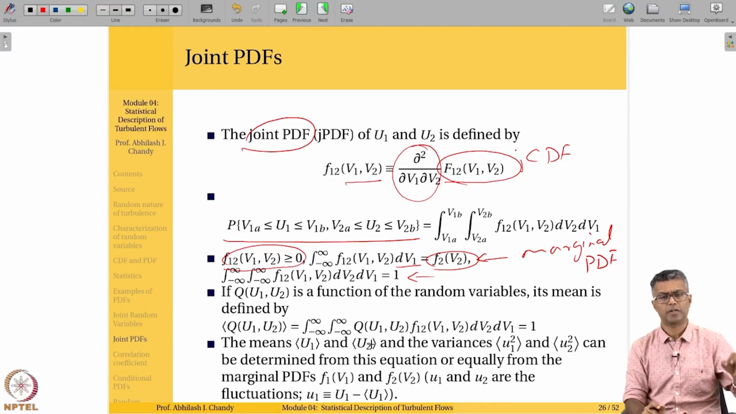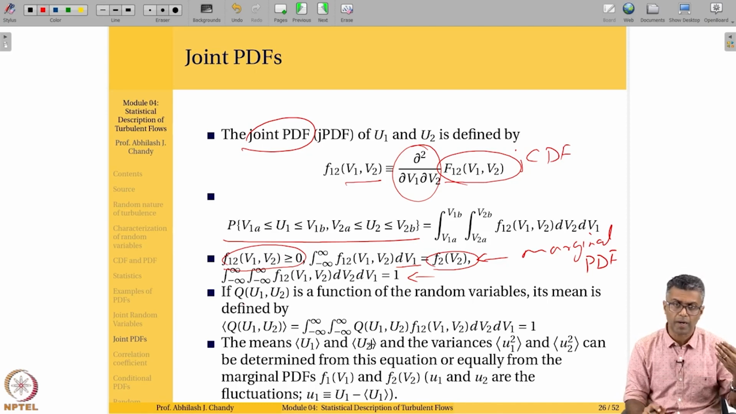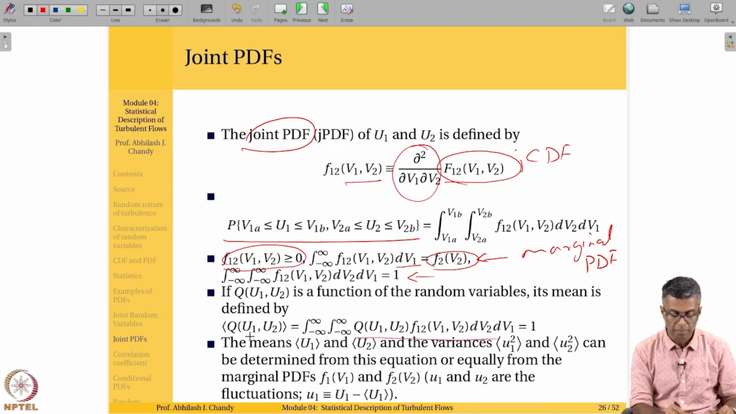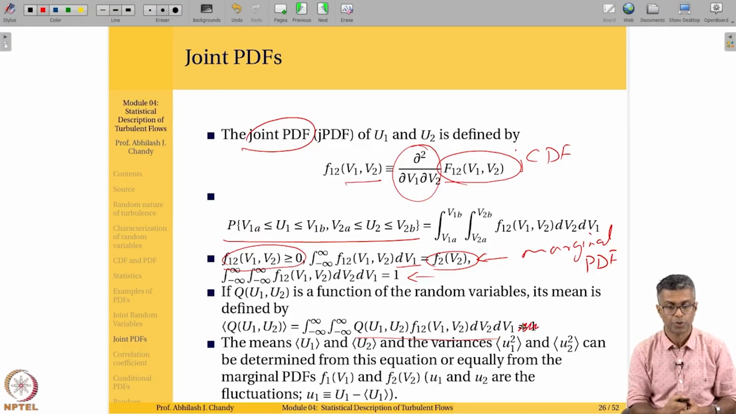Just like we saw earlier, if you wanted to take a mean, you integrate the product of that variable and its PDF together over the entire sample space. So that is what is shown here, right? The mean is equal to Q of U1, U2 times F12 of V1, V2. This is not equal to 1, so that wouldn't be the case, but this is actually the average.